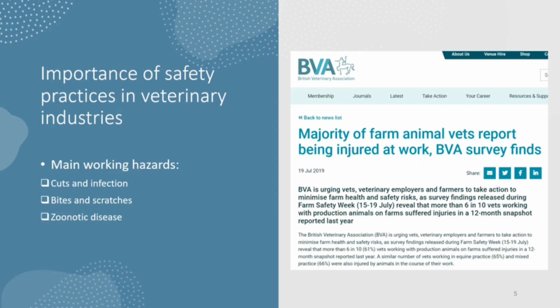Okay, so on the right hand side, this is just a report from the British Veterinary Association. So the article says that majority of the farm animal vets report being injured at work. But the farm animal is actually referring to the bigger animals. But I think maybe not so common in Singapore, because in Singapore probably we are mainly dealing with the smaller animals. But the cuts and infection, bites and scratches, zoonotic diseases, these are still quite real hazards at the workplace. Okay, so you still need to know how to protect yourself from them.